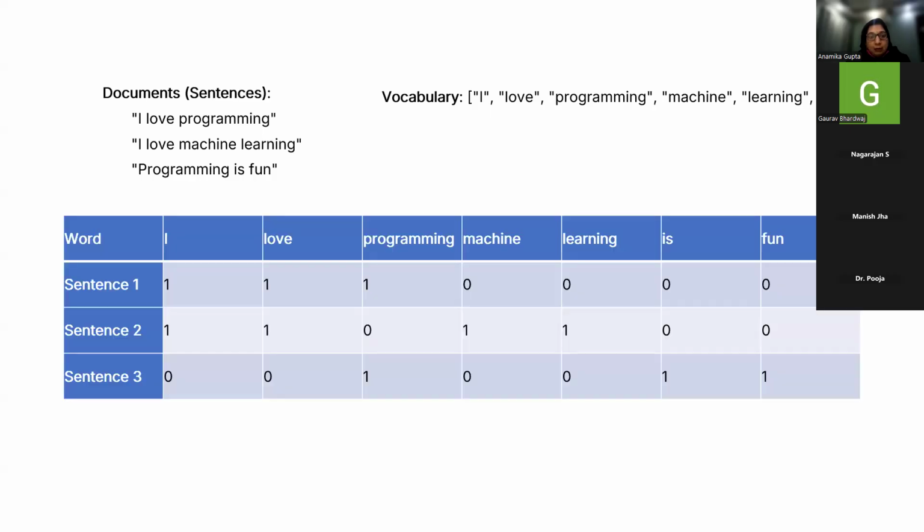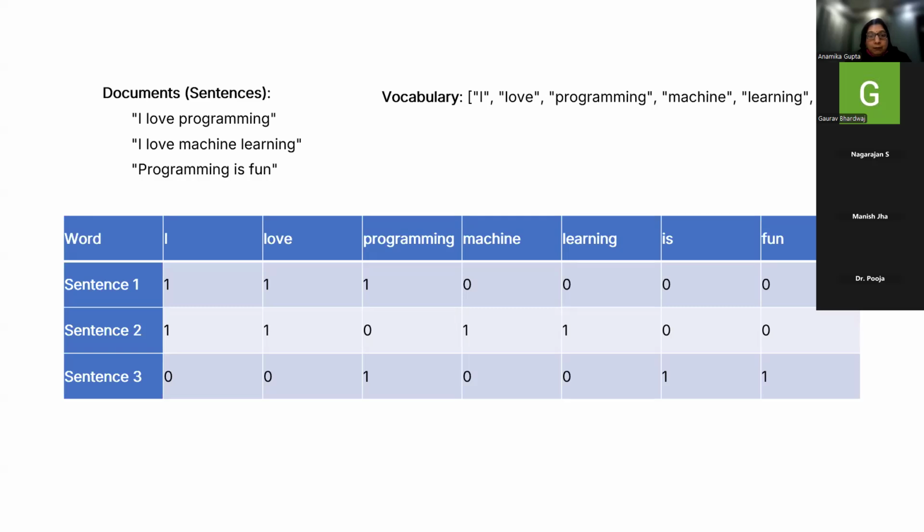This is how the documents are converted into the table format. Sentence 1, which is I love programming: these words are given as 1. Suppose a word is repeated in a sentence, then the frequency of that word will become 2. So basically this table is storing the frequency of the words. And the words which are not present in this sentence are marked as 0.